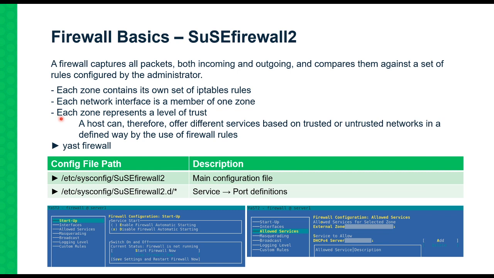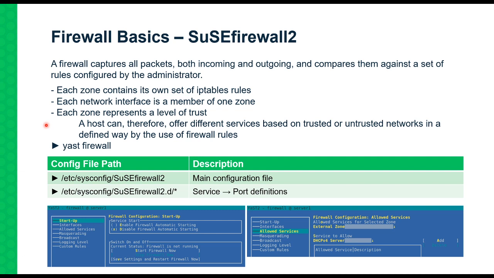Then each zone represents a level of trust. So a host can therefore offer different services based on trusted or untrusted networks in a defined way by the use of firewall rules. For example, we might have a public zone or an external zone or an internal zone or a private zone. All of those are types of zones that we have all dealt with, whether we are on Linux or on Windows. But when it comes to Linux, we specifically look at our external, internal, and demilitarized zones.